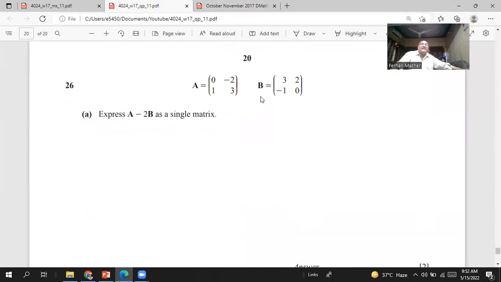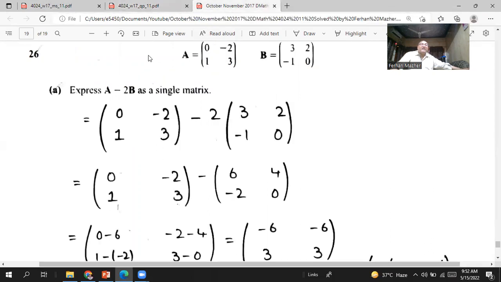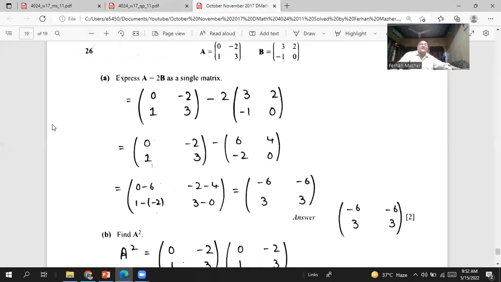Here A and B are given, and we must express A minus 2B as a single matrix. Just put these values there and you will be able to find the answer. It's a very simple and straightforward question. So let me show you the whole thing. You will have 0, minus 2, 1, 3, that's the value of A, minus 2 into 3, 2, minus 1, 0. So 0, minus 2, 1, 3, minus, and take this 2 to the inside, but don't take the negative with it: 6, 4, minus 2, 0.